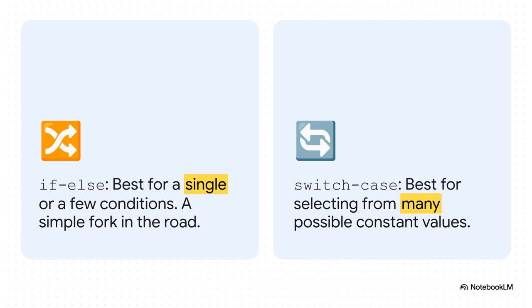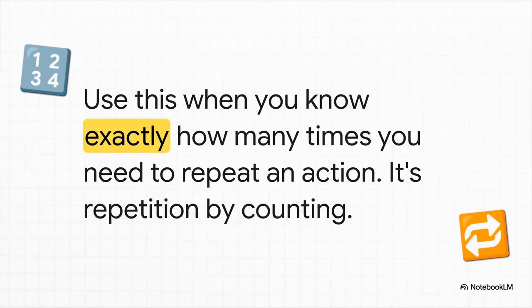A switch statement, on the other hand, is more like a traffic circle with a bunch of different exits. It's fantastic when you have one value and you need to pick a specific action from a whole list of possibilities. But what about doing things over and over again? Repetition? Well, if you need to do something a very specific number of times, like say, process all 100 items in this inventory, the for loop is your best friend. It is built for situations where you know exactly how many repetitions you need right from the get-go.